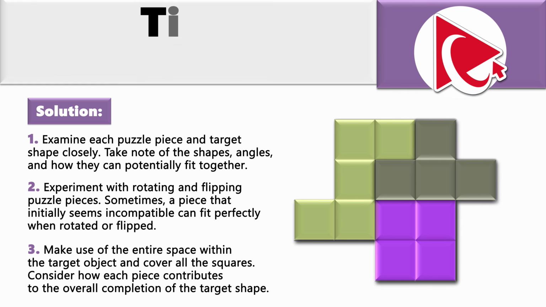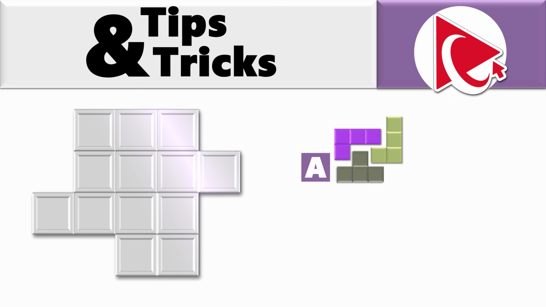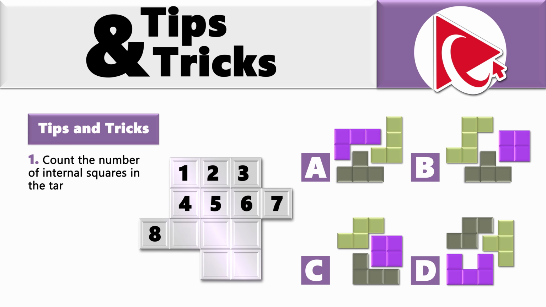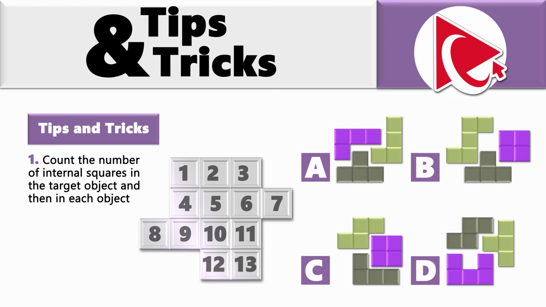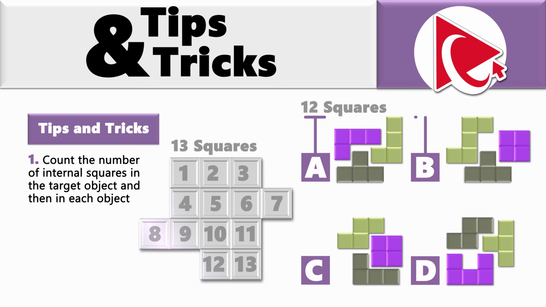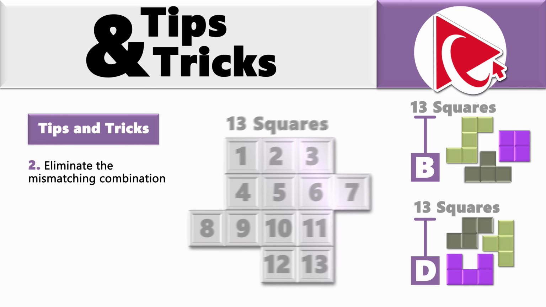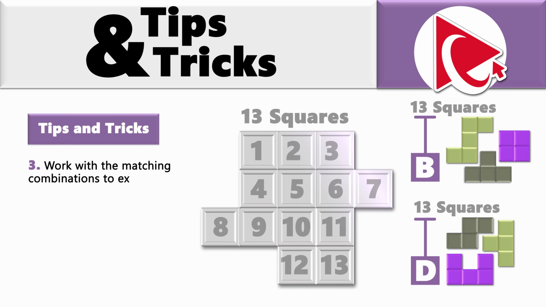There's a simple math trick we can use to accelerate finding the right solution. Take a close look to see how the target shape is broken down into squares. There are 13 squares inside. Now let's count the squares in each one of the choices. Choice A has 12 squares, choice B has 13 squares, choice C has 12 squares, and choice D has 13. Using this simple trick, you can quickly eliminate choices A and C and work with the remaining choices to find the correct answer.